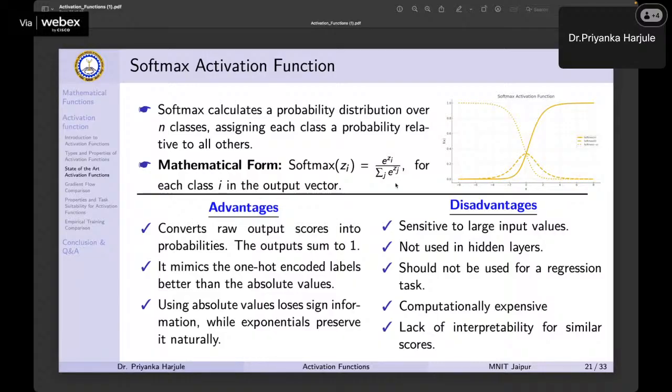So this is also, as I said, used at the output layer. It converts the scores into probability.